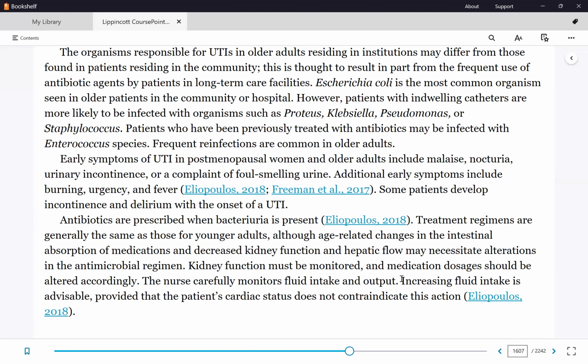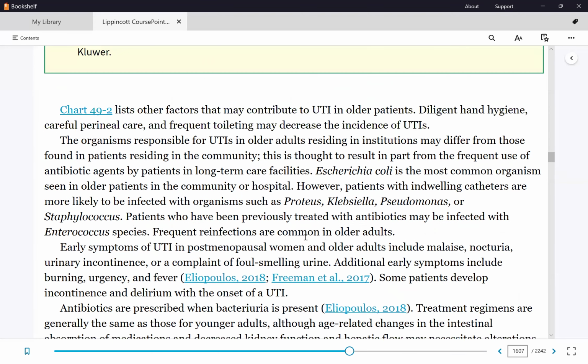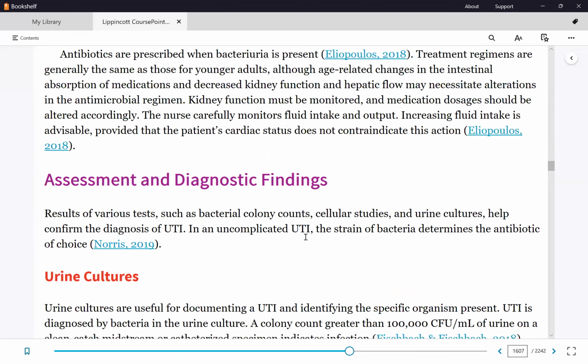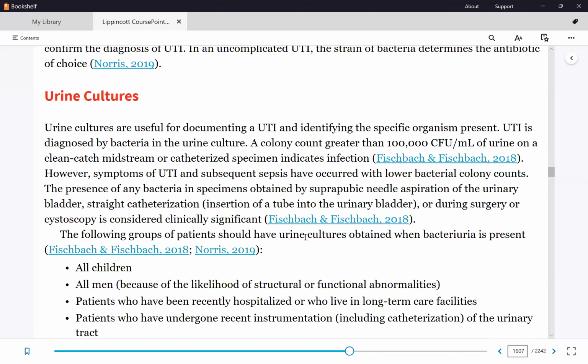So we do cultures only in complicated UTIs. Because we need to, especially if this patient came from a nursing home or has been hospitalized for a while, then we have to identify the organism to effectively treat the organism.